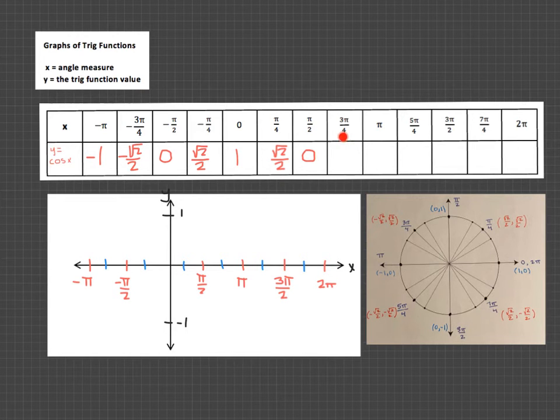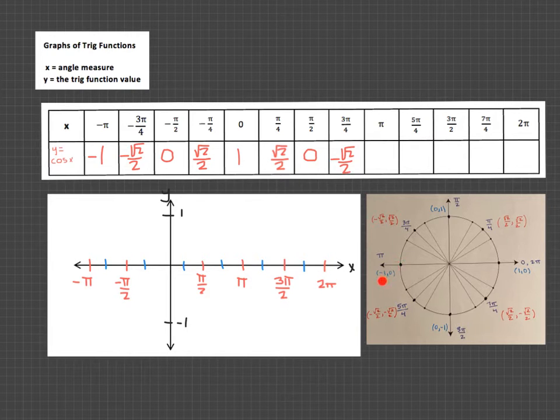For x equal to 3 pi over 4, we're going to this angle here. We pick up the cosine value of negative square root 2 over 2. For angle of pi, our cosine value is negative 1. For 5 pi over 4, our cosine value is negative square root 2 over 2. For 3 pi over 2, cosine value is 0. For 7 pi over 4, our cosine value is square root 2 over 2. And for angle measure of 2 pi, our cosine value is 1.